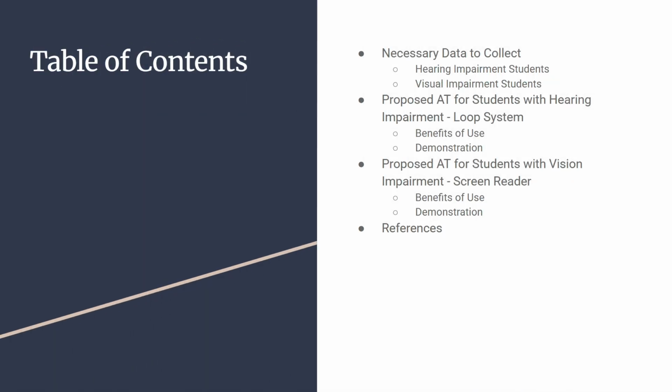Here's what I'll be covering: the types of data we need to collect when considering AT for students with hearing and visual impairments, a proposed assistive technology for each population, the benefits of each tool, demonstration resources, and finally a reference list of sources that support this information.